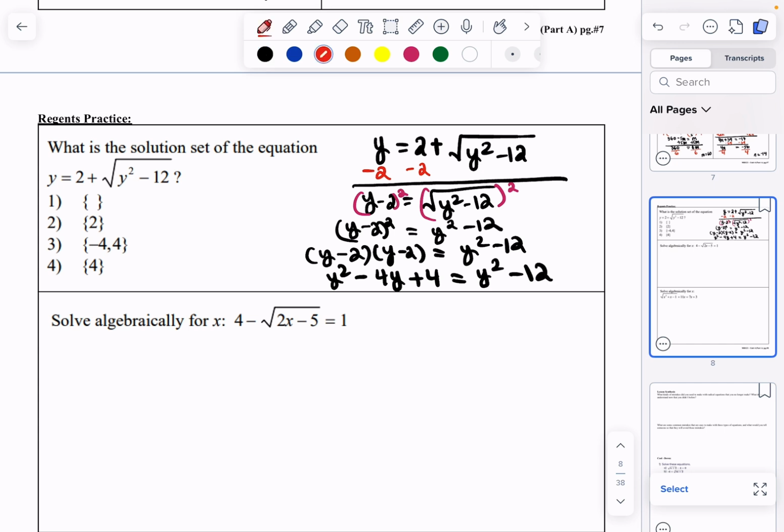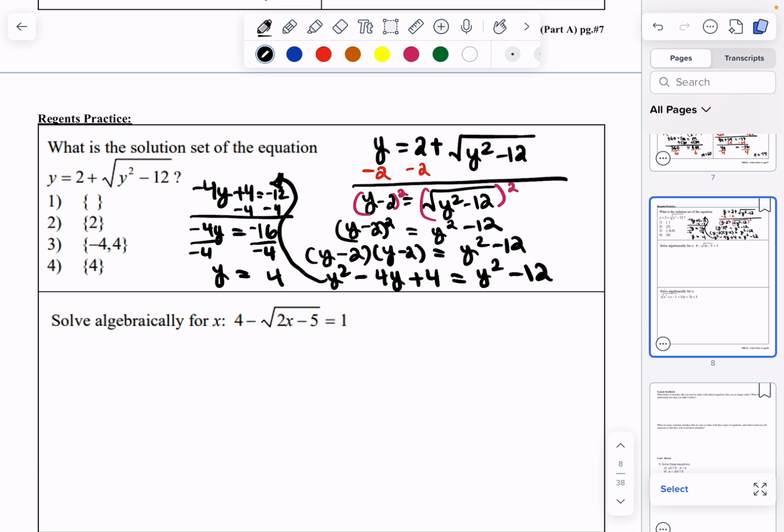Then let me come up on this side. We're going to subtract the y squared on both sides, which leads me to having negative 4y plus 4 is equal to negative 12. Minus 4 on both sides, we have negative 4y is equal to negative 16. Divide by negative 4, divide by negative 4. Y is equal to positive 4.